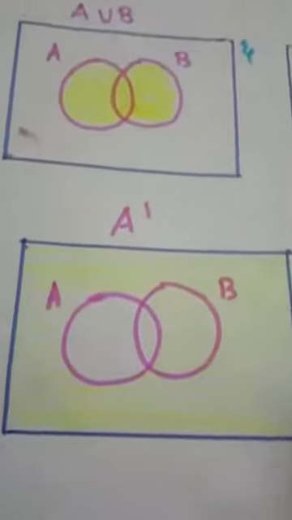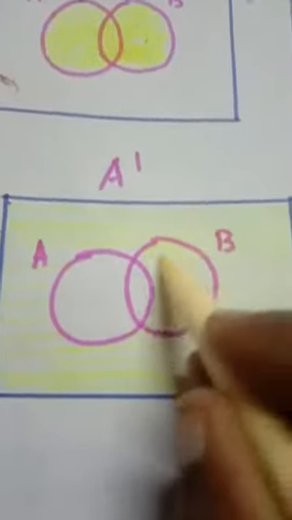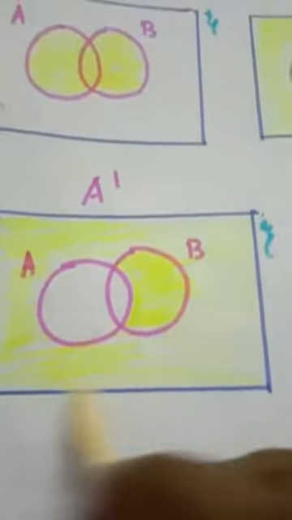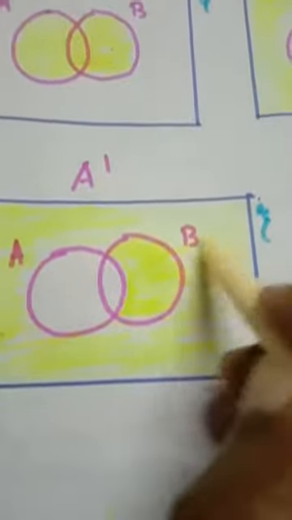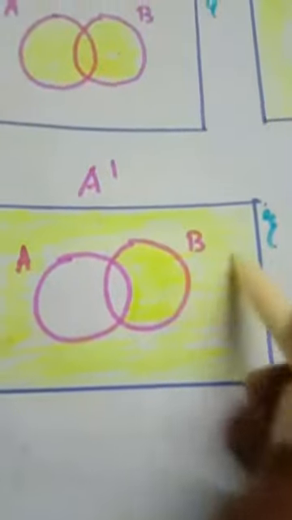Next one, A dash, A complement. What do you mean by A complement? Not in A. So don't include A. All other portions we can mark. Not in A. So except A, all other portions we can mark. Also include the universal set. Okay. Clear.